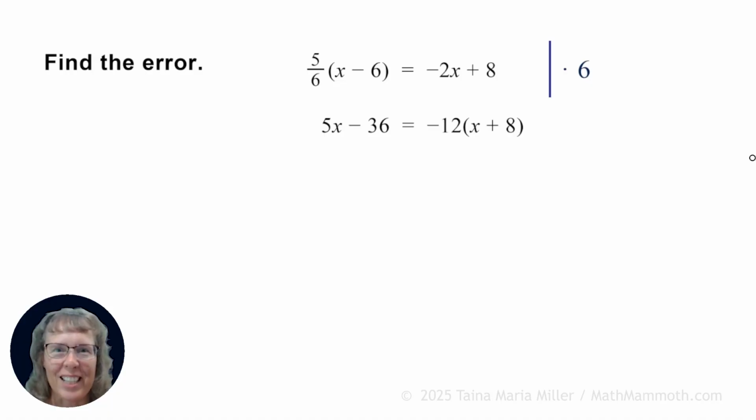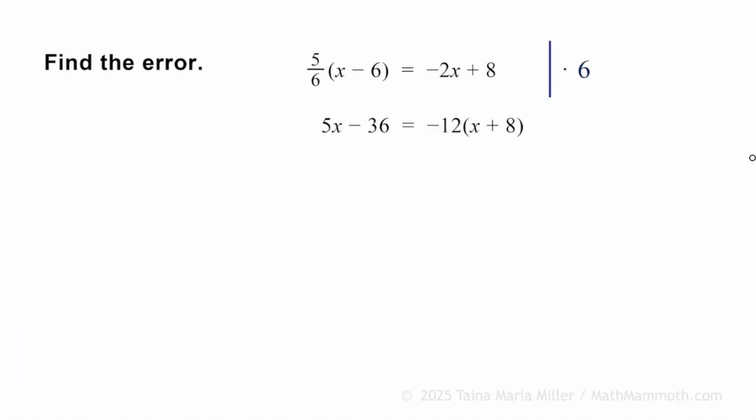Lastly, your task, find the error. So here we have an equation, and somebody has decided to multiply it by 6. That's good. There's a fraction with 6 in the denominator. So yeah, we multiply by 6. Well, this is what they got. But there's an error somewhere.